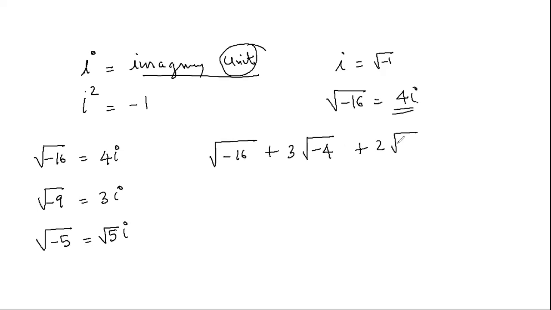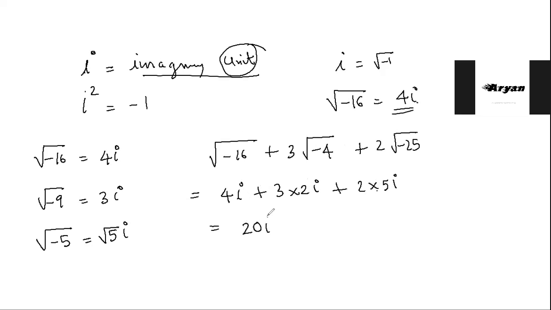times root of -25. Then my method of calculation would be, this we will write as 4i. This you will write as 2i. 3 into 5i. Final answer: 4i plus 6i, 10i, plus 2 into 5i, 10i, so 20i. We will not write root of -20.